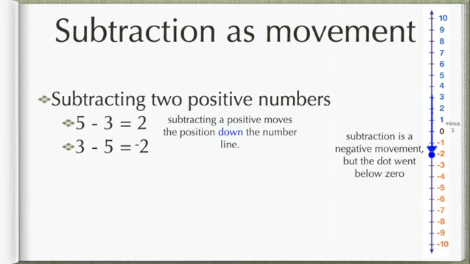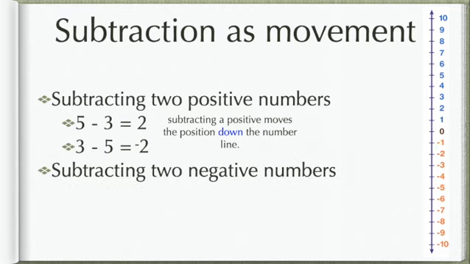Subtracting a positive moves the position down the number line. So in both of these cases, we were subtracting a positive number. The first one, I was subtracting a positive 3. In the second one, I was subtracting a positive 5. So each time the movement went down the number line. Subtracting 2 negative numbers.